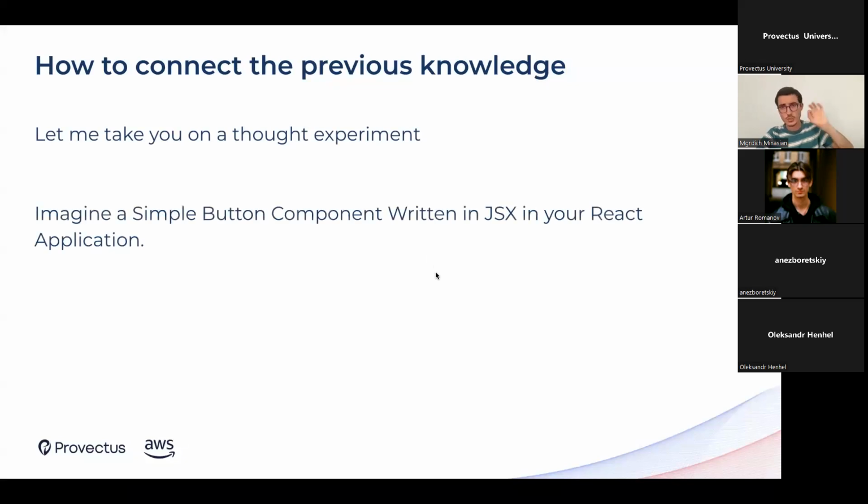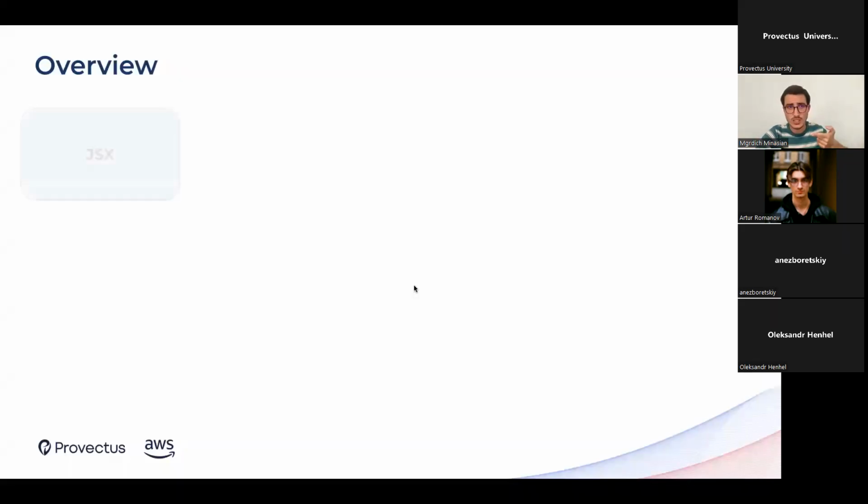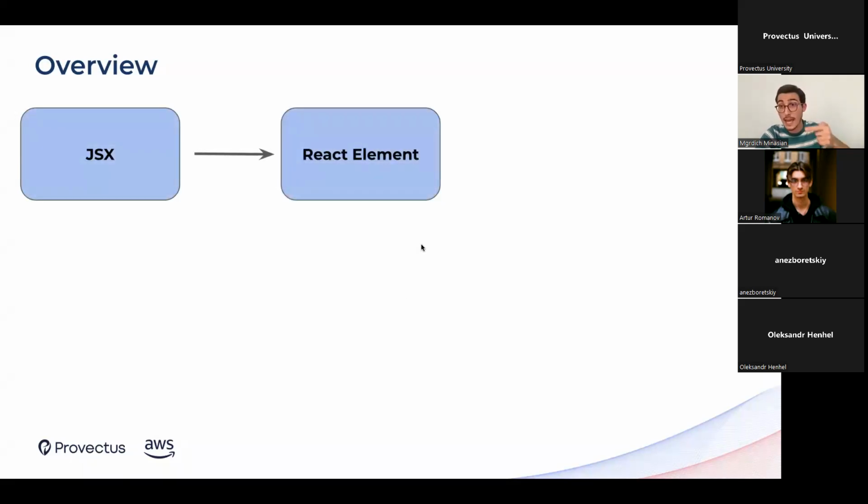So let's try to make a thought experiment, because I drew a lot of stuff. I didn't want to draw a button. So let's imagine we have a simple button component written in your JSX, right? So what's happening under the hood? You are writing JSX. The JSX is being turned into a React element. Before version 18, when you used to import React, it was the React.createElement function that was returning this instance. But nowadays, it is a function called _jsx, and this one is returning the same React element. So it's basically the same thing.